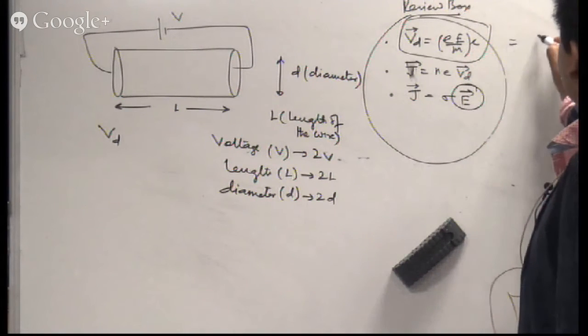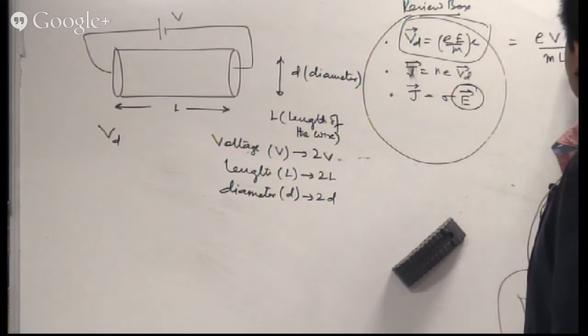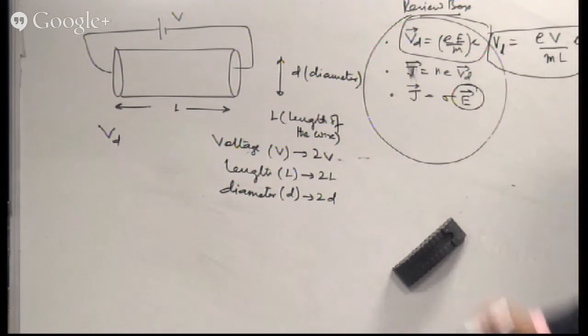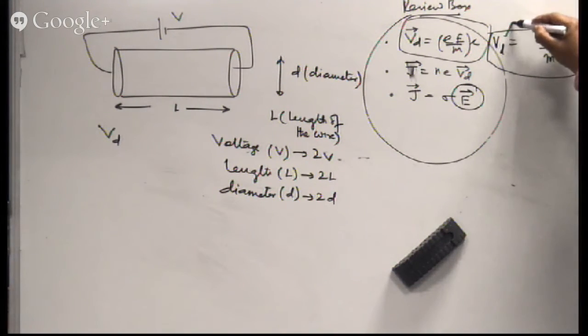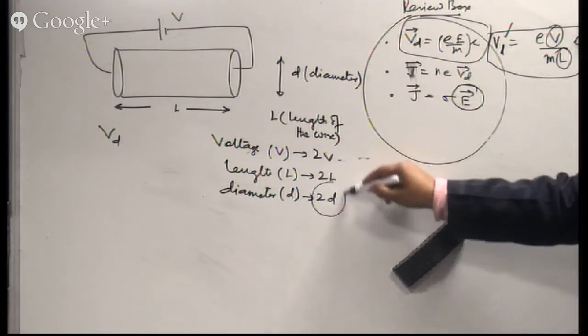Very good. E can be written as E, B, right? Yes or no? Okay. So what you're saying is, when I double the voltage, the drift velocity doubles. Length, when I double this, half. And what about the diameter?